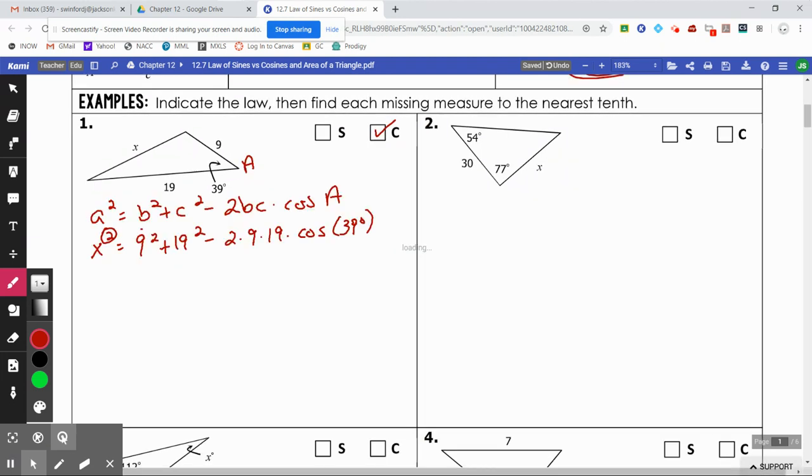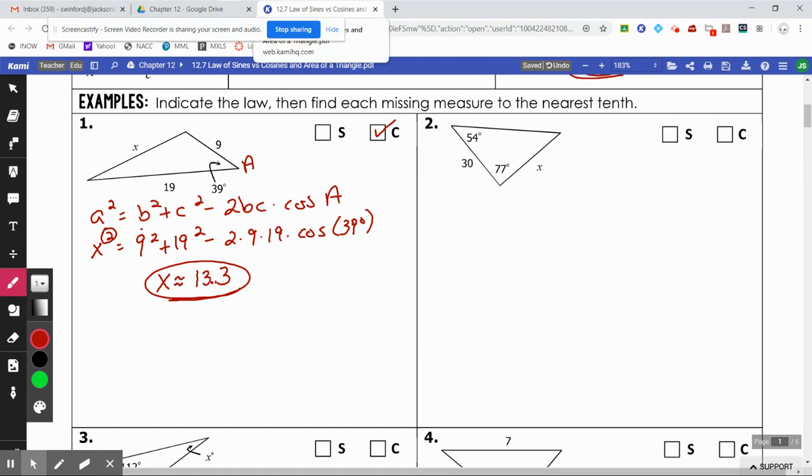We actually solved them in the last section, actually the last two sections. So if you want to check yourself, I'm going to go straight to the answer. x is going to be about 13.3 here. 13.3, there we go.